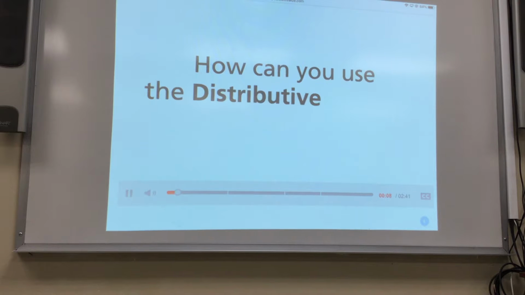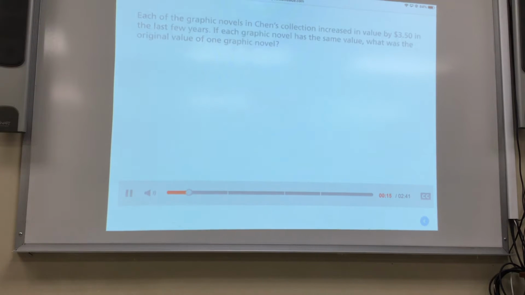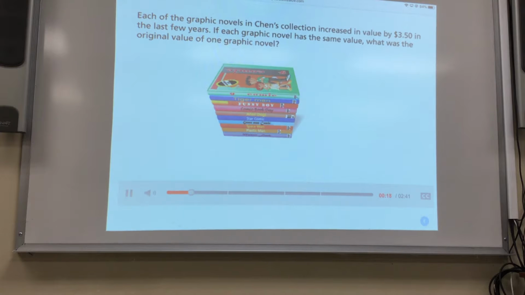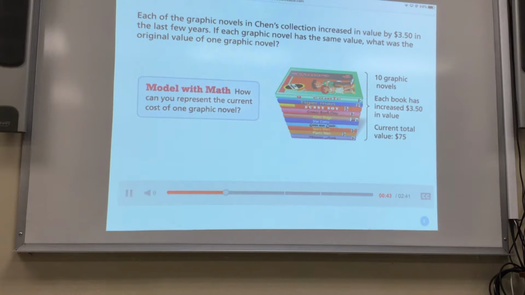How can you use the distributive property to solve an equation? Think about this question during the lesson. Chen is a big fan of graphic novels. Each of the 10 graphic novels in Chen's collection increased in value by $3.50 in the last few years. The current total value of his collection is $75. If each graphic novel has the same value, what was the original value of one graphic novel? How can you represent the current cost of one graphic novel?